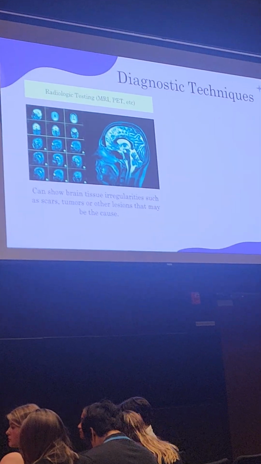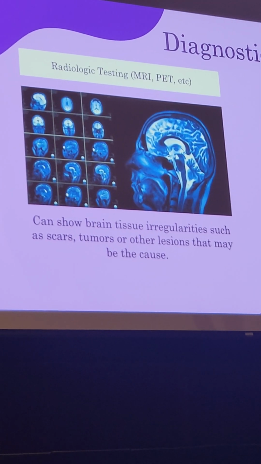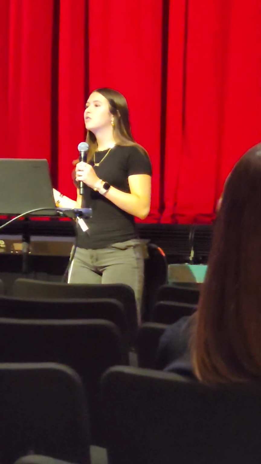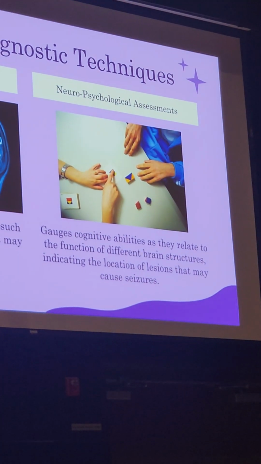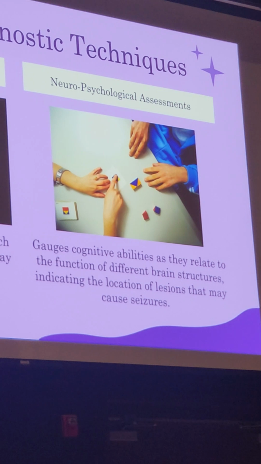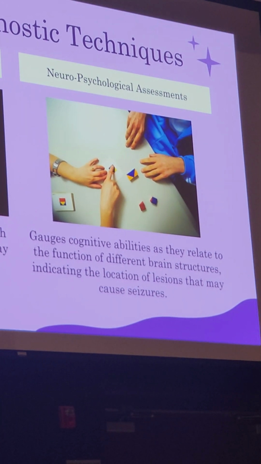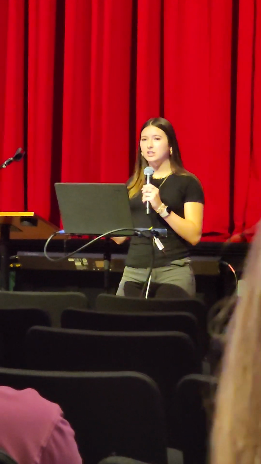Another one is radiologic testing, like MRI and PET scans, etc. The purpose for these ones are to show scars, lesions, tumors, any physical irregularities in brain tissue that may be the cause for seizures. And lastly, are neuropsych tests. These specifically test for memory or language issues to help doctors locate the area of the brain that may be causing seizures. For example, if somebody is doing neuropsychological assessments and they're showing very poor memory performance, their seizures may be originating in the hippocampus region of their brain.